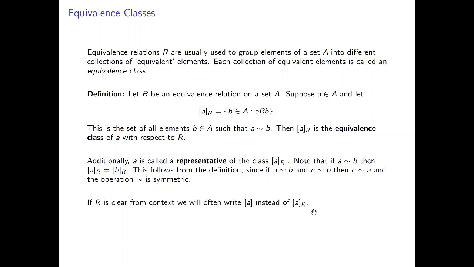Great. It's very common that the relation will be clear from the context, so for the class associated to a, we'll usually just write bracket a instead of bracket a subscript R. If we happen to be working with different relations, as you may in the future, then you may have to use the R to distinguish between the different relations. But when the relation is clear, we'll just use the brackets without the subscript, to make the notation a little less complicated looking.